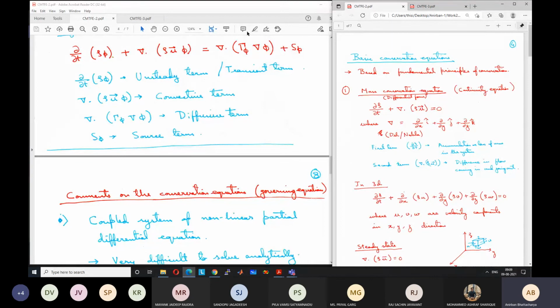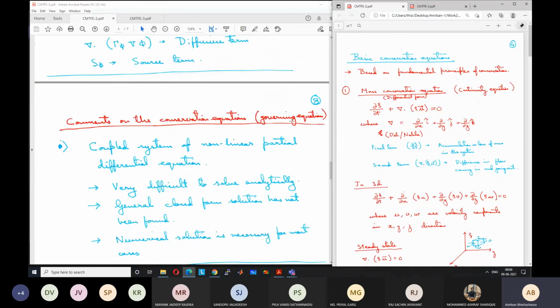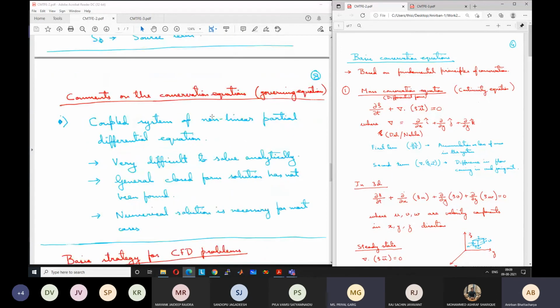So some comments on the conservation equation. Feel free to ask any questions if you have any doubts. Sir, I have a doubt. Yes, please tell me.